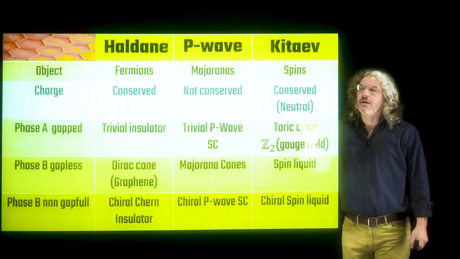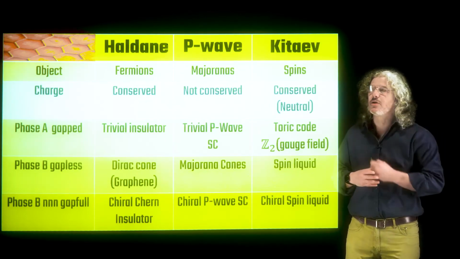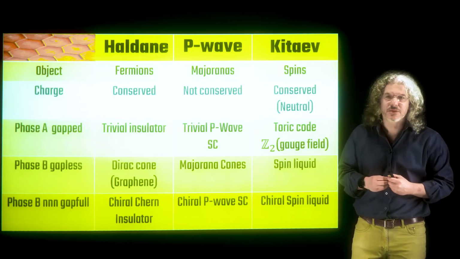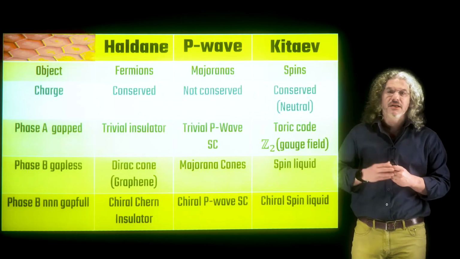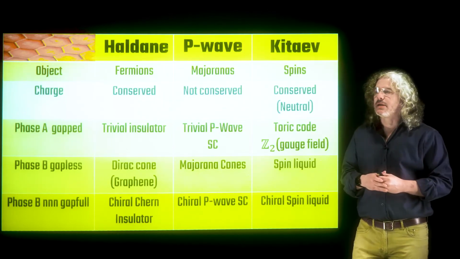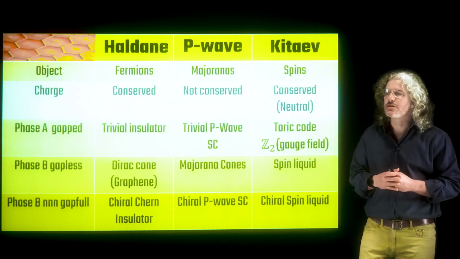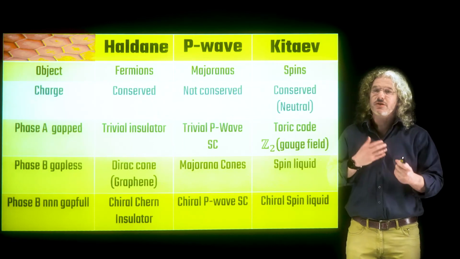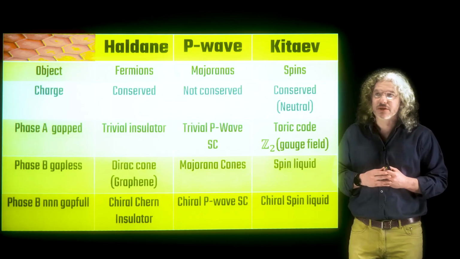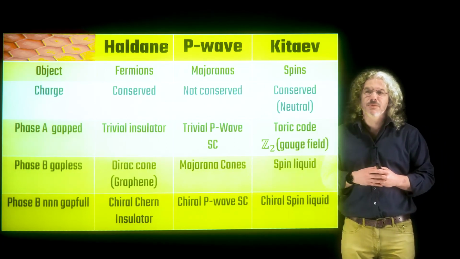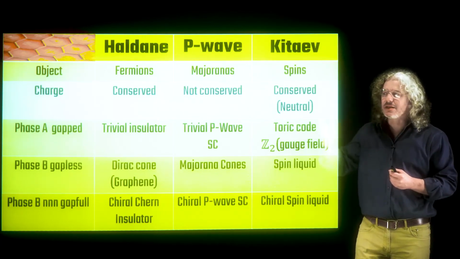To summarize the whole video, we study a honeycomb model with different objects on the vertices. In the Haldane case, these were fermions. In the P-wave superconductor, these were Majorana zero modes. And in the Kitaev case, these were spins. The charge is conserved in the case of Haldane. These are simply fermions. Of course, the charge is conserved. In the P-wave superconductor, we have a term psi dagger psi dagger in the problem, so the charge is not conserved. While in the Kitaev spins case, of course, these are neutral modes. The charge is conserved.